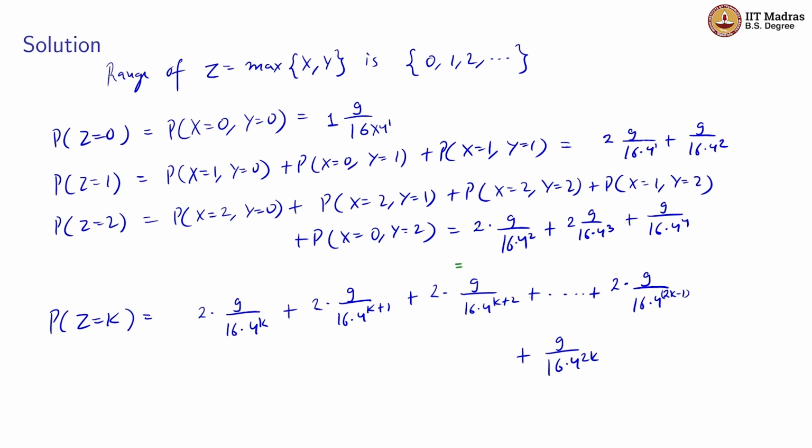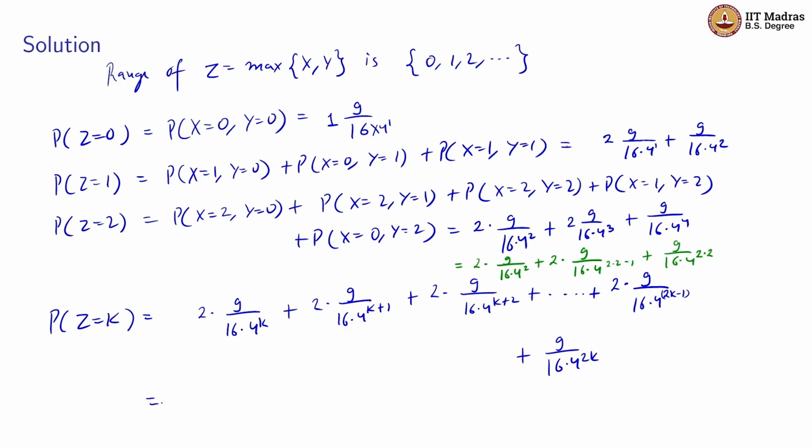So the probability z is equal to 2 can be written as 2 into 9 by 16 into 4 raised to the power 2 plus 2 into 9 by 16 into 4 raised to the power 2 times 2, that is 2 times 2, 2 times 2 minus 1, and the last term is 9 by 16 into 4 raised to the power 2 times 2.